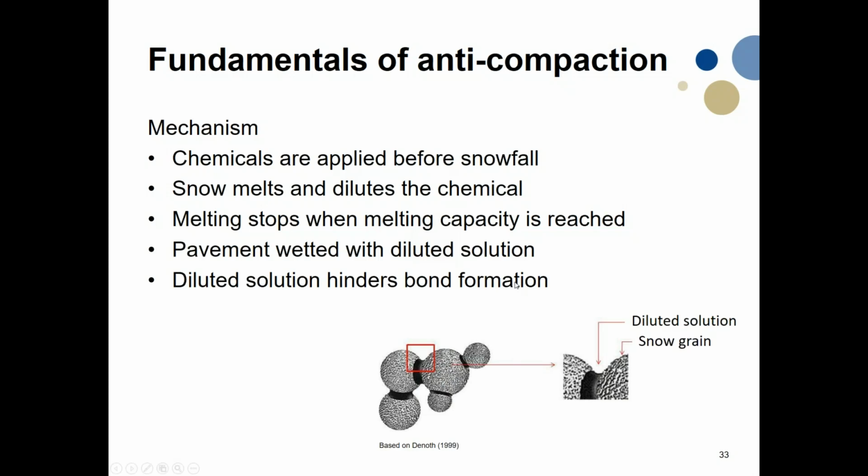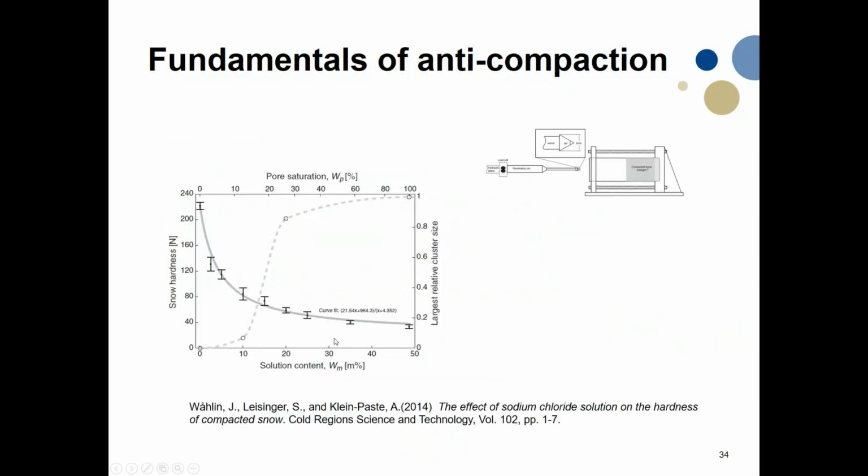And that diluted de-icer, that is really the key of how to prevent this bond formation. And this is a part that we have been doing quite a bit of research on. And the first thing we were interested in is, okay, how much percent of diluted solution do I need to add to the snow to change its strength? And what we see is that just 10 weight% of diluted solution gives a big reduction in the strength of the snow.